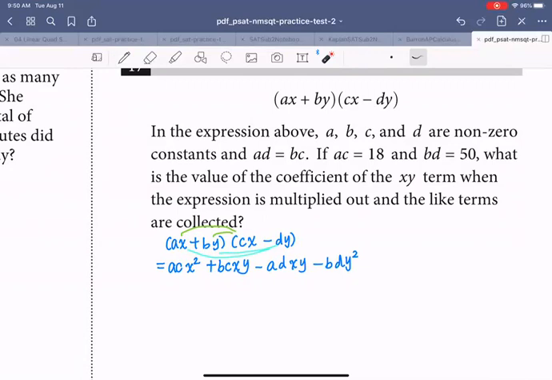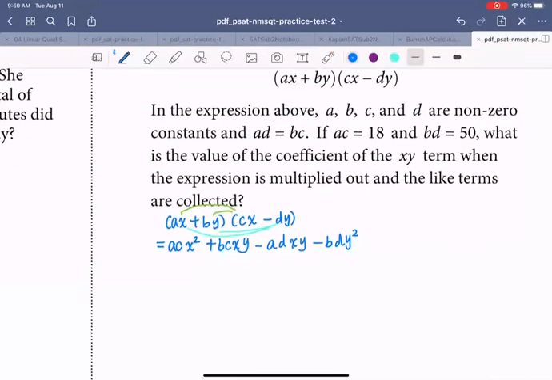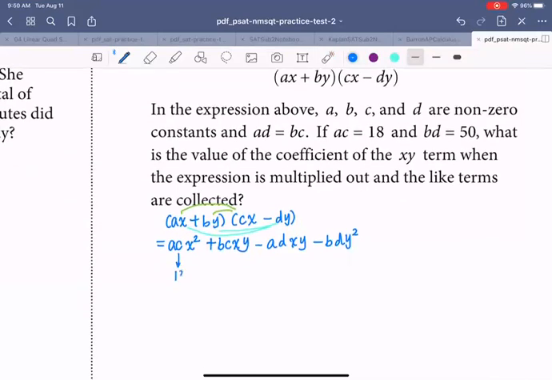Now they say AC equals 18. So this is 18x squared. BD is 50, so this is minus 50y squared. And the middle one, xy, are the like terms. So what you do is BC minus AD times x and y.